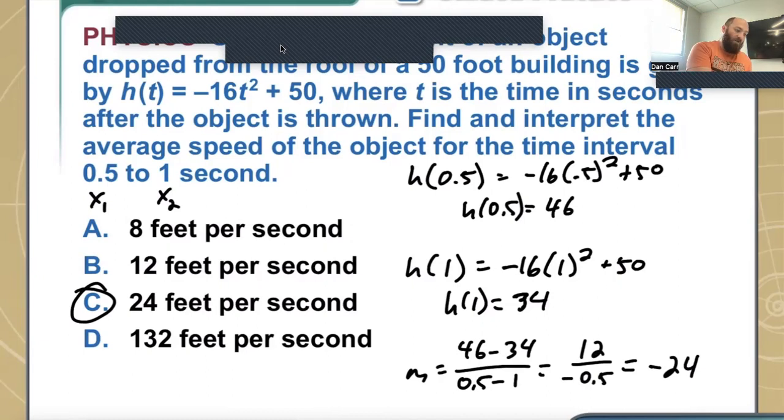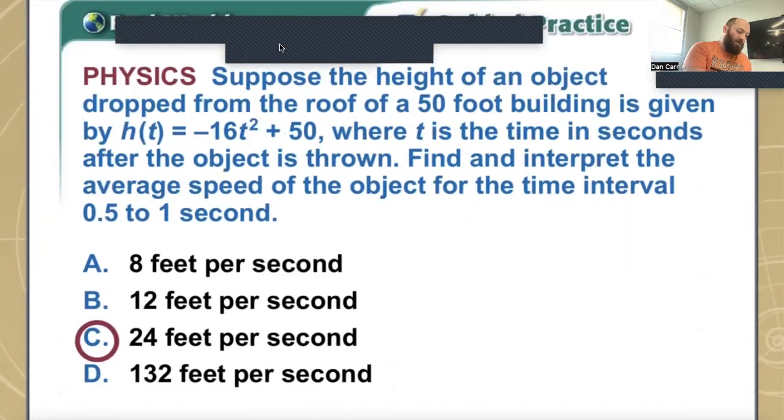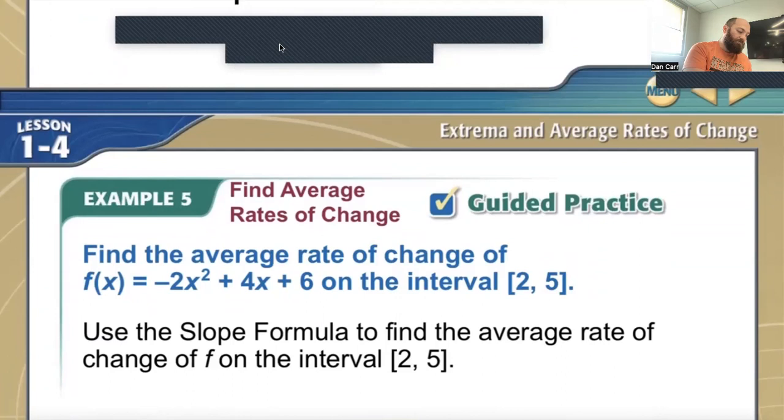Okay, so remember we're using our units here. t is time in seconds, and the height was starting with 50 feet. So we're doing feet per second here. And that's just a confirmation there.